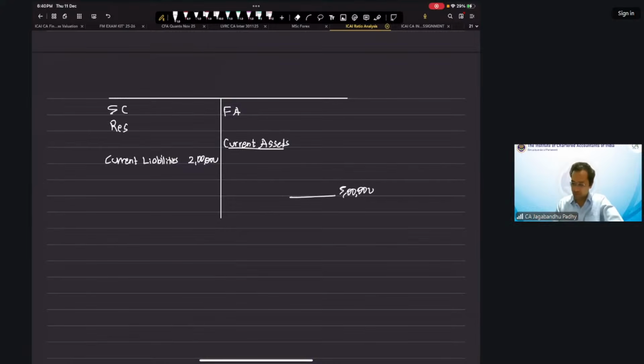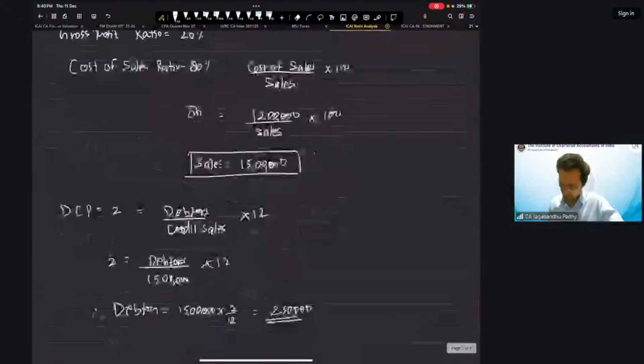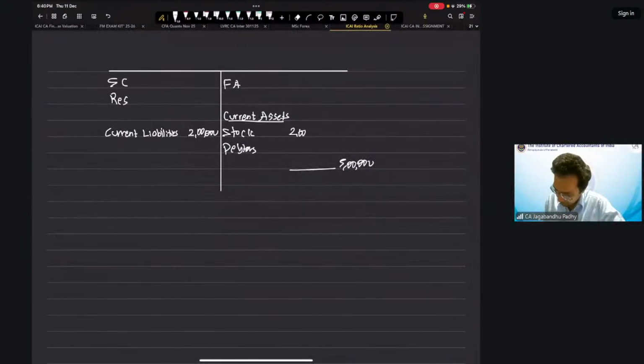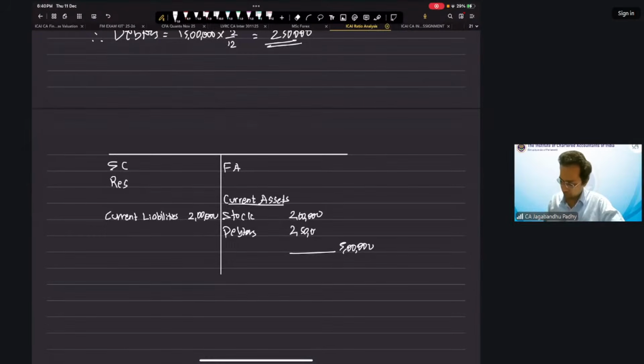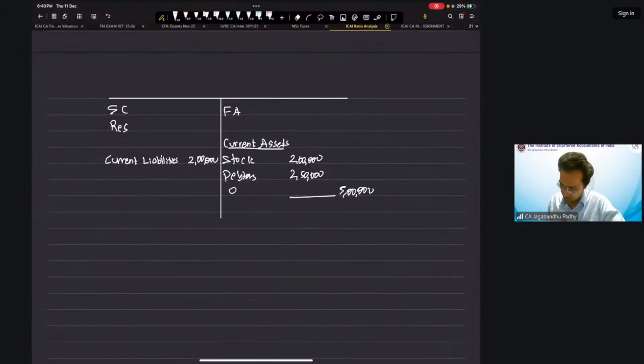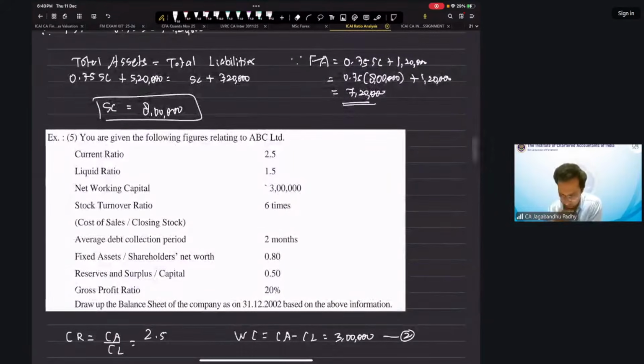Now out of these current assets, we know the value of stock. We know the value of debtors. So stock is 2 lakh. Debtors is 2 lakh 50. And of course, this is your other current assets, which is 50,000, a balancing figure. Now we don't know what the fixed asset is. We don't know share capital and reserves. So we just have the ratios available with us, which is fixed assets is 0.8, right? And reserves and surplus to capital is 0.5.